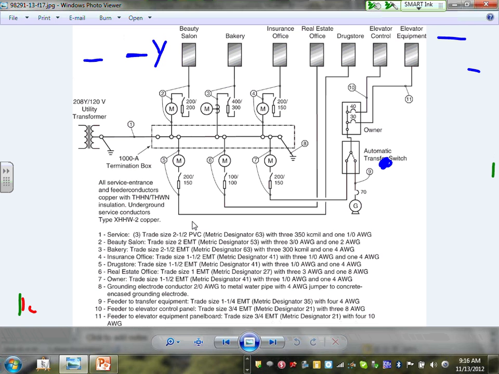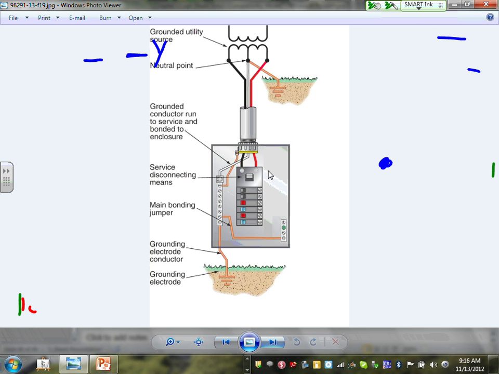Any comment, guys, about this riser? This is a so-called one-line diagram for the building that they have. Comments, questions? We looked at that before.